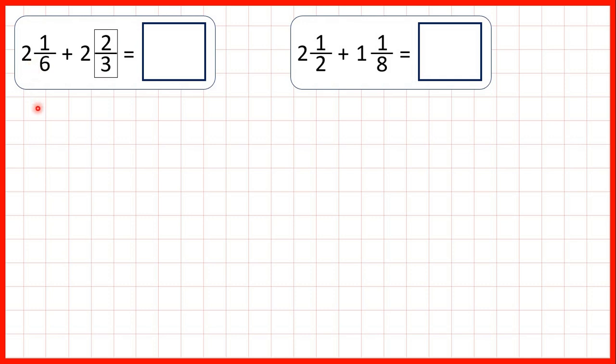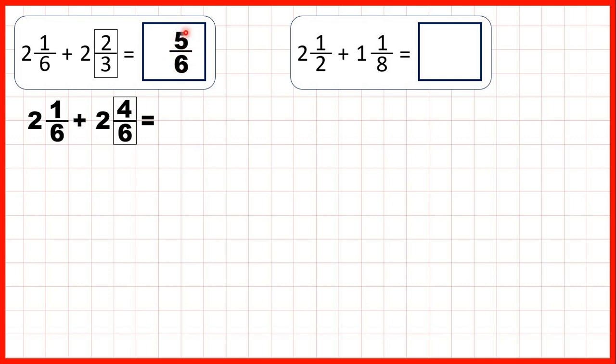So we can rewrite our question as 2 and 1/6 plus 2 and 4/6. 4/6 is equivalent to 2/3 because 3 times 2 is 6 and 2 times 2 is 4. So now we start by adding the fractions. So we have 1/6 plus 4/6. That's 5/6 because remember, when we add fractions the denominator stays the same and 1 plus 4 is 5.